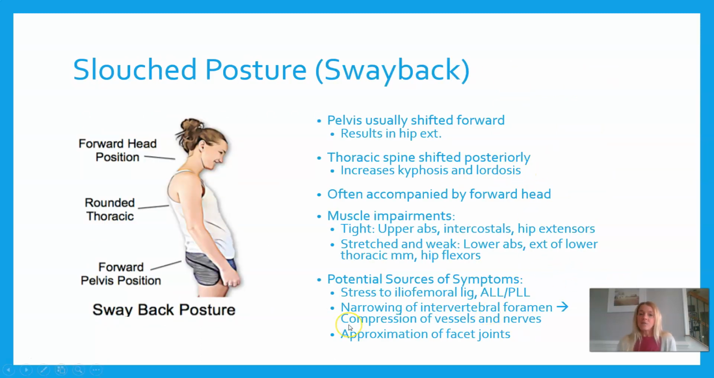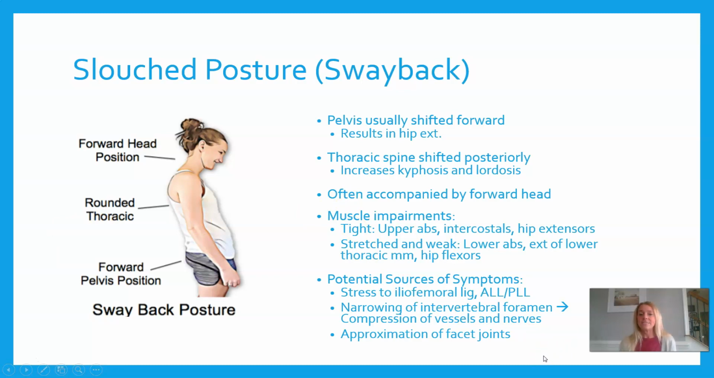So this is a slouched posture or swayback, and so you can see it's going to typically result in a forward head and an increase in the thoracic kyphosis. There may also be a slight increase in the lumbar lordosis as well, but the big thing that we see here is that the whole entire pelvis is just shifted forward, which is going to result in some hip extension. Okay, so this is what we call a swayback posture. Again, it is often accompanied by forward head.